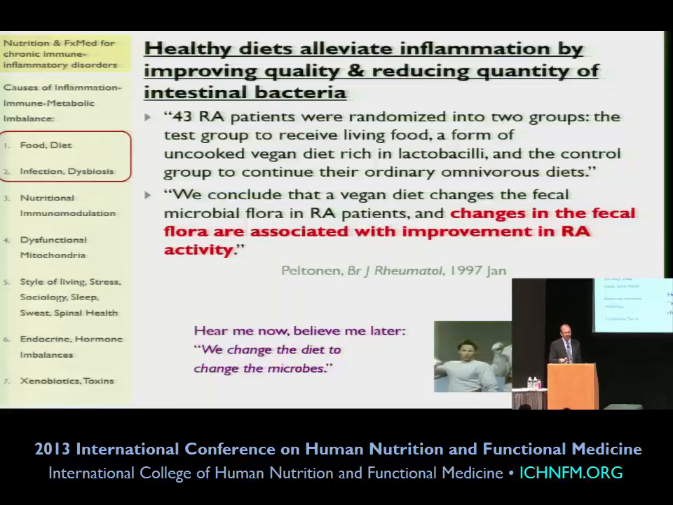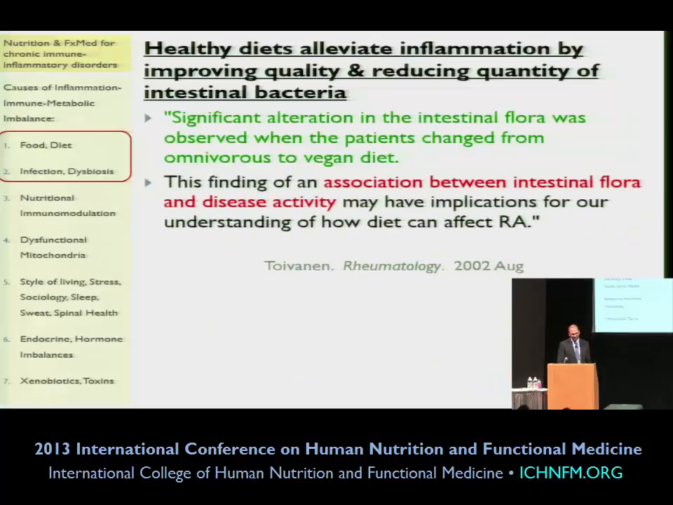And that was shown a long time ago. And you've got a citation here. The same thing was shown here. This finding of an association between intestinal microflora and disease activity may have implications for helping us understand how diet can affect rheumatoid arthritis. So when we change the diet, we change the microbes. When we change the microbes, we change immune balance. That's why a plant-based diet is essential as the foundation for everything else we're going to talk about today and throughout the week. We have to start with a healthy foundation.